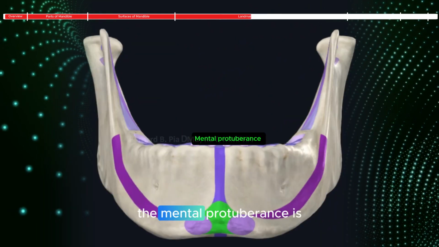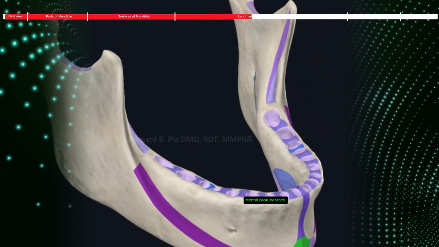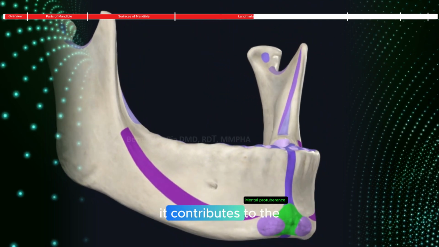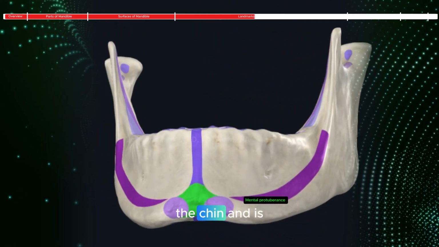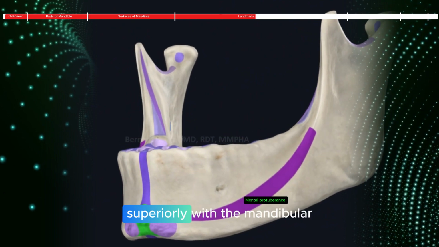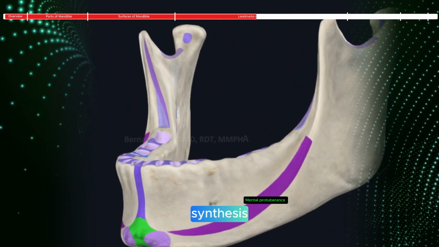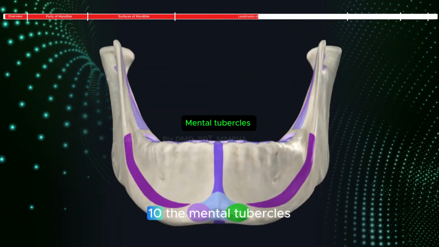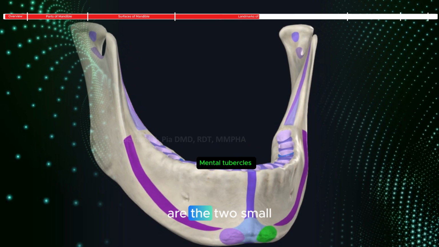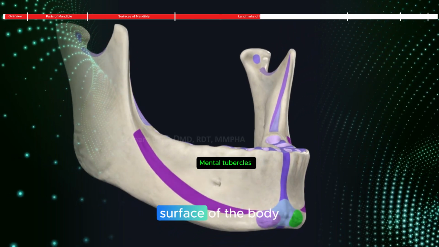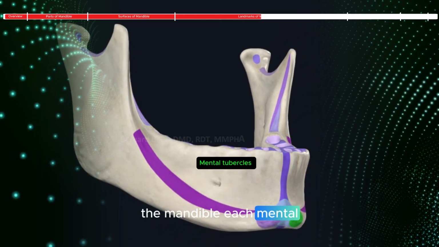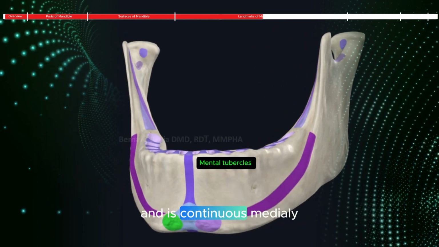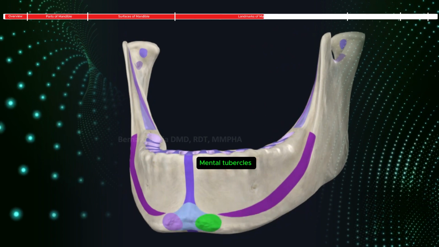9. The mental protuberance is the triangular, midline elevation found along the external surface of the body of the mandible. It contributes to the formation of the prominence of the chin and is continuous superiorly with the mandibular symphysis, and laterally with the mental tubercles. 10. The mental tubercles are the two small prominences found along the external surface of the body of the mandible. Each mental tubercle contributes to the formation of the prominence of the chin and is continuous medially with the mental protuberance.